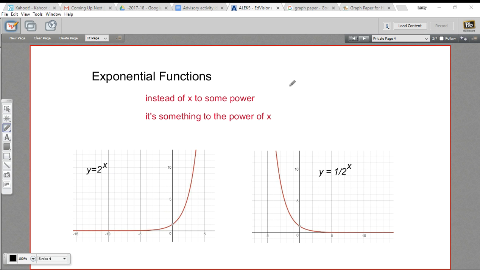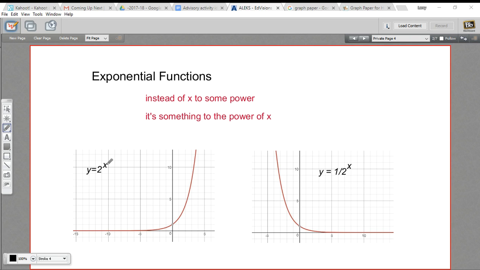You're probably used to polynomial functions where you have some powers of x. F of x equals x to the third plus 2x plus 7 or something like that. That's x raised to powers. In an exponential function, we take something else, a number, and raise it to the power of x. So this power changes on the graph as the x coordinates change.